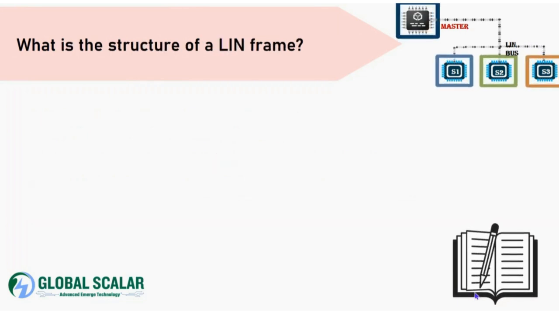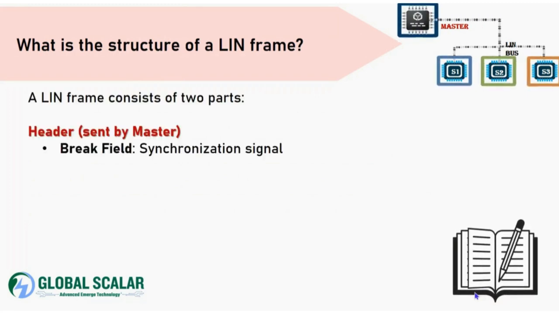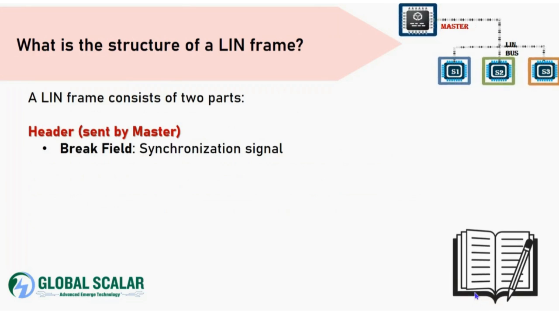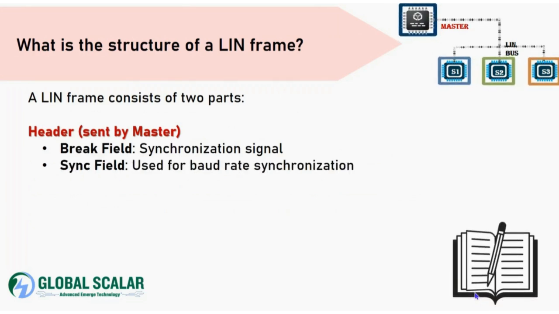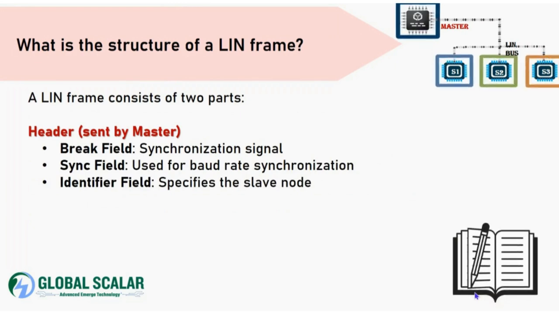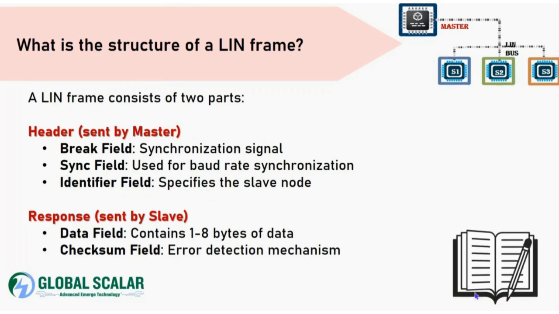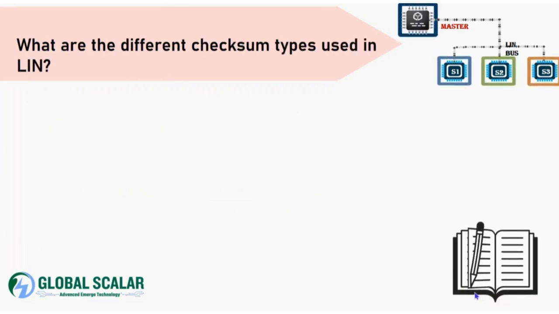What is the structure of LIN frame? A LIN frame consists of two parts: the header sent by the master, where the break field synchronizes the signal, the sync field is used for baud rate synchronization, and the identifier field specifies the slave node; and the response sent by the slave. The data field consists of 1 to 8 bytes of data, and the checksum field is the error detection mechanism.